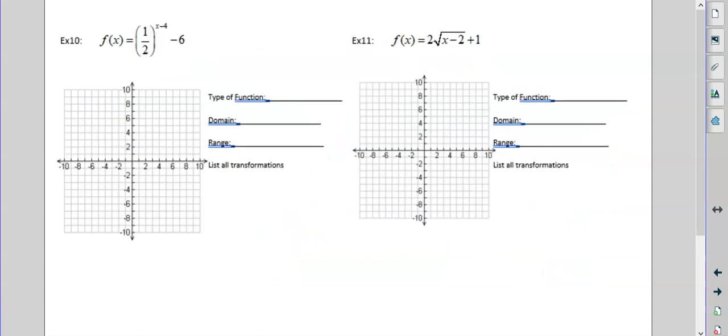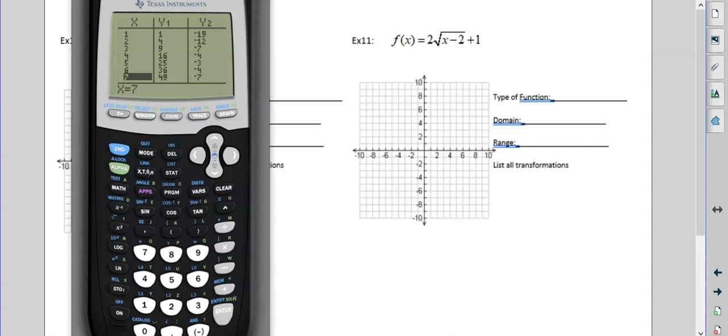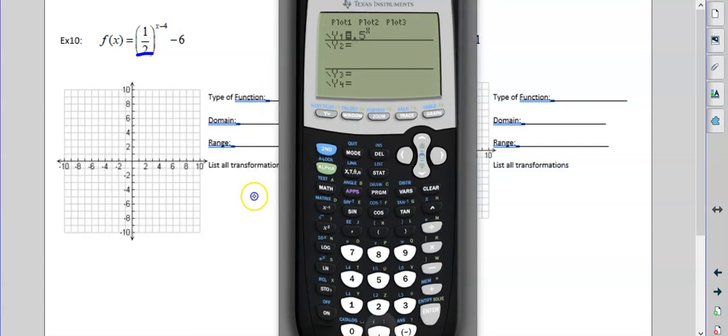All right, 1/2. This is exponential, but this is decay because it's less than 1. So in my y equals, I'm just going to use 0.5 instead. So 0.5 to the x. And then 0.5 to the x minus 4. Notice I'm just keeping it up here. Now I arrow right to come down for the minus 6.